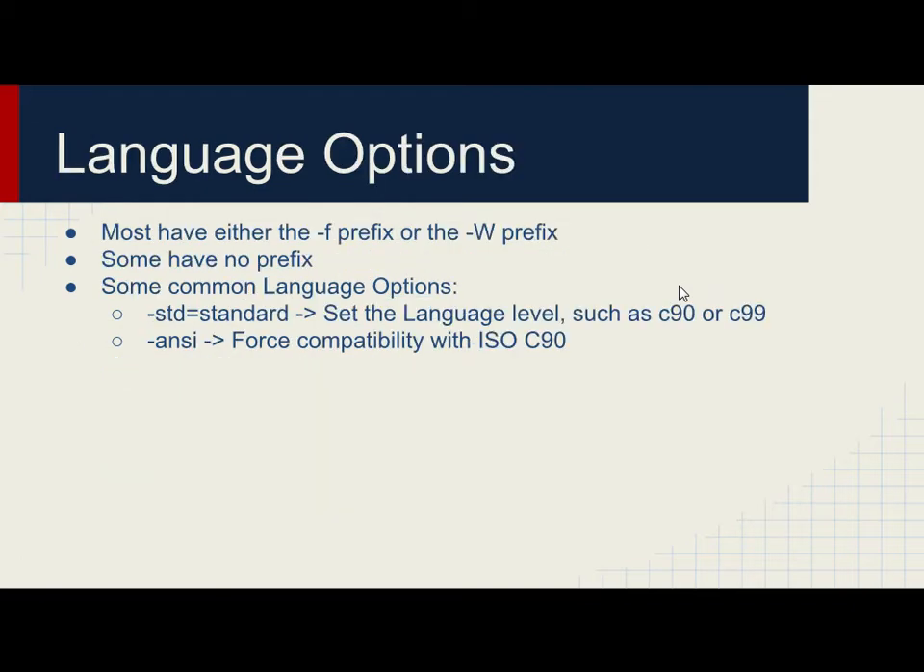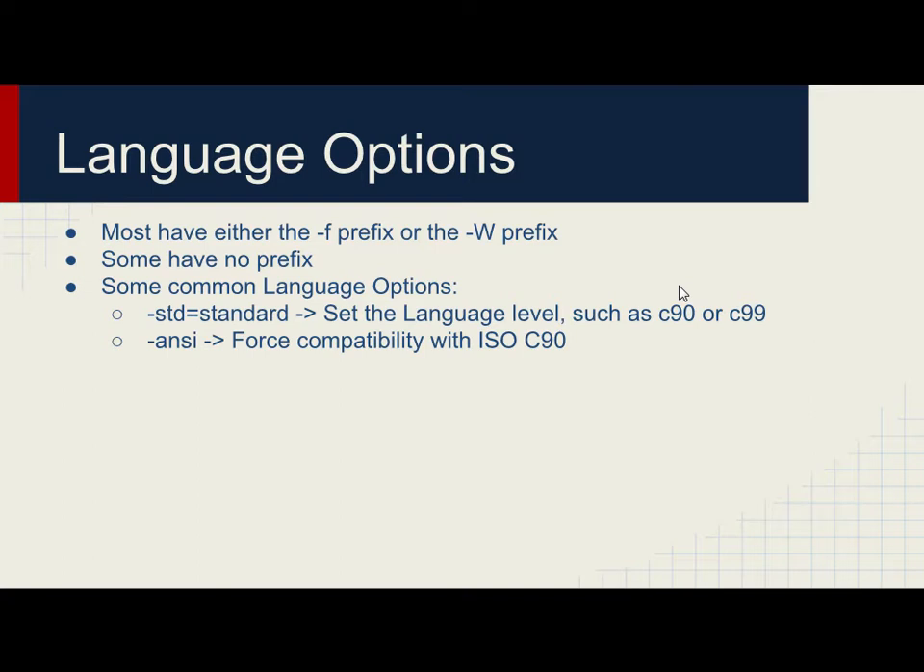So, language options, most of them have either the -f or the -W prefix. Some of them have no prefix. Some of the most common ones that you would use have no prefix. So, for example, -std equals standard name. That sets the language level.